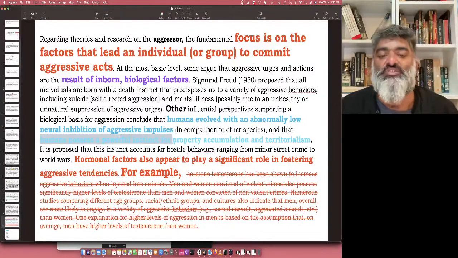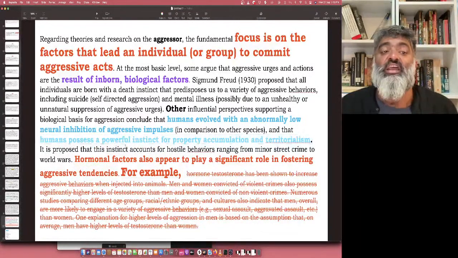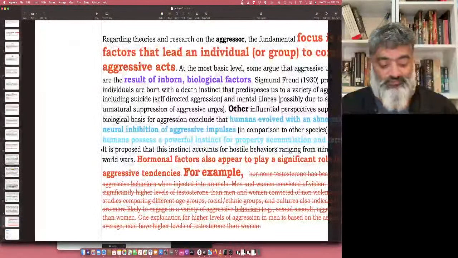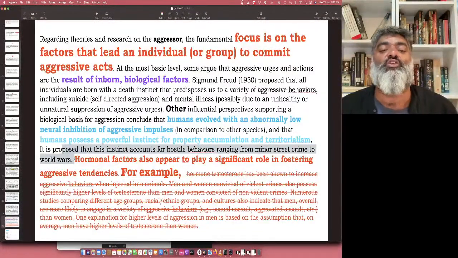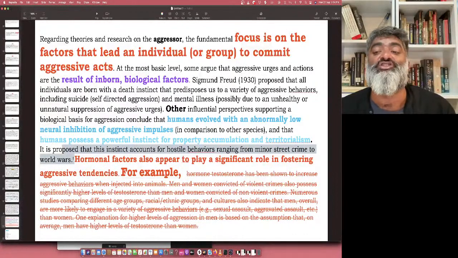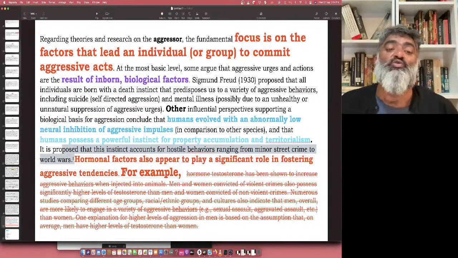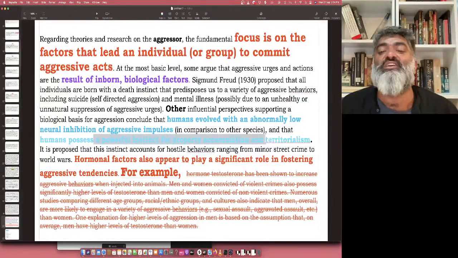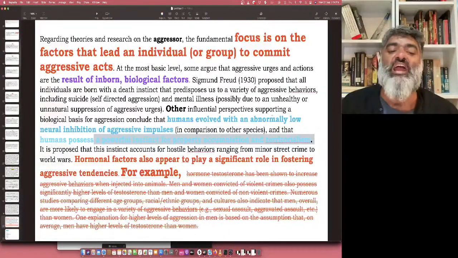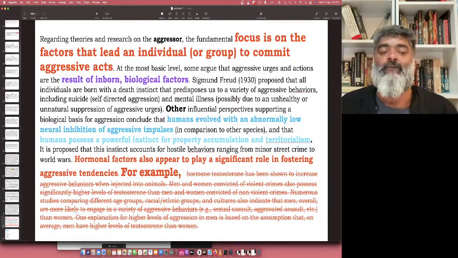Then humans also possess property instinct. It is proposed that this instinct accounts for hostile behaviors ranging from minor street crime to world wars. Which instinct? This powerful instinct for property accumulation and territorialism.